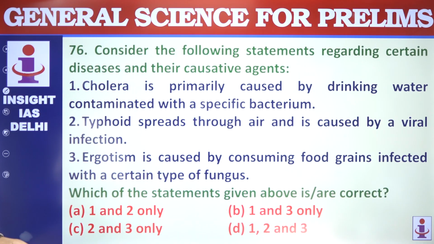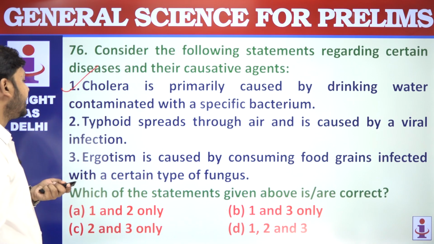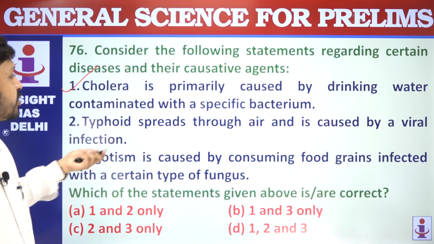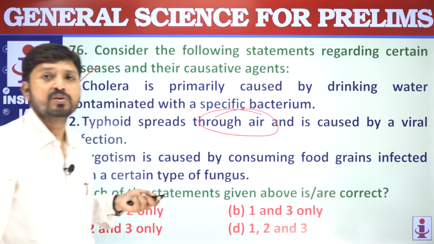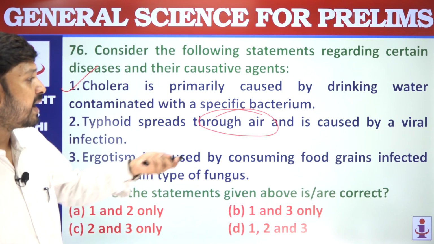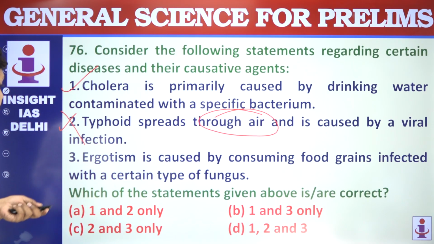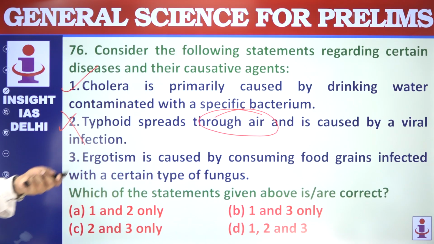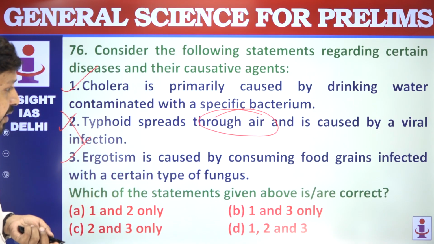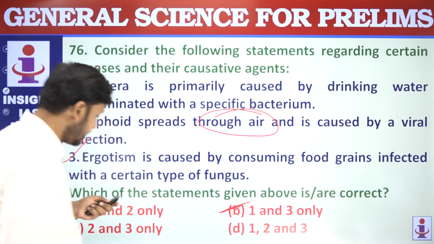Consider the following statements regarding certain diseases and their causative agents. Cholera is primarily caused by drinking water contaminated with a specific bacterium, that is Vibrio cholerae. And typhoid spreads through air and is caused by viral infection. No, typhoid is not spreading through air. It also spreads through contaminated water. And it is also not a viral one, it is a bacterium. So this statement is wrong. And ergotism is caused by consuming food grains infected with a certain type of fungus. Yes, this is right. So 1 and 3 are right and they are asking for the correct statements. So 1 and 3 are there in our B option. So B option is the right answer.